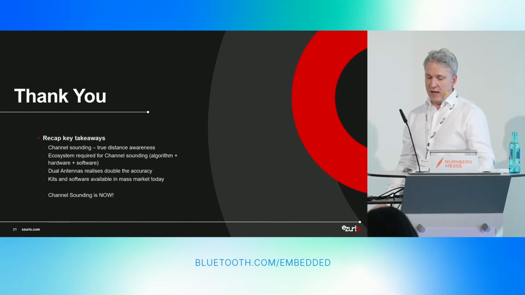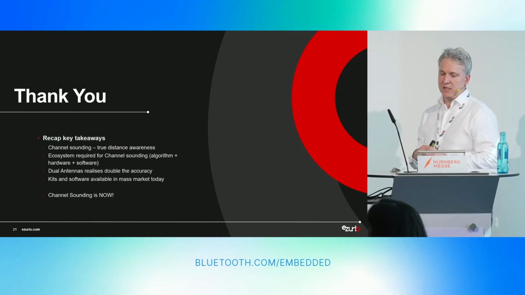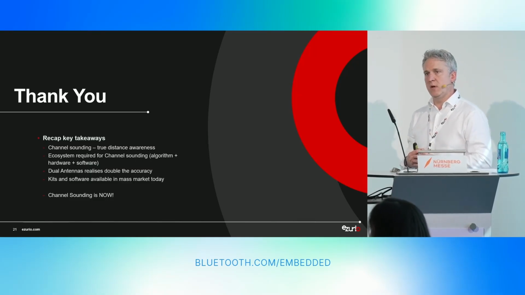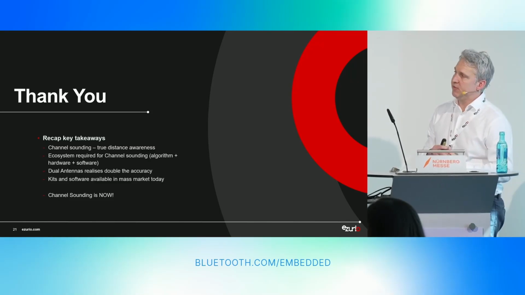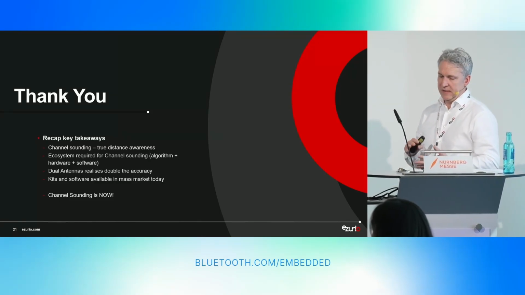And that was it, really, not too much more to take away other than channel sounding is about true distance awareness. It came in Bluetooth version 6. It's relatively new. It is growing and evolving. The performance is based on the ecosystem itself, the radio, so the Bluetooth radio, the antennas, and then ultimately the signal processing that you do on top of that, the algorithms. And we've been able to prove, and we'll keep proving, that our multiple antenna system really does improve the accuracy of the overall product. And come and have a look at it.